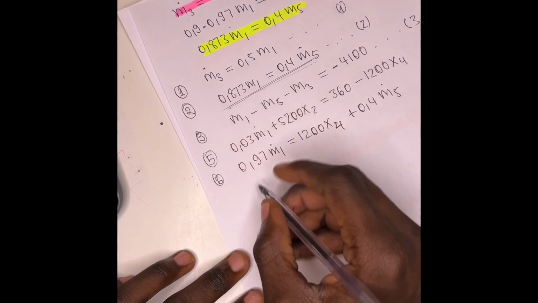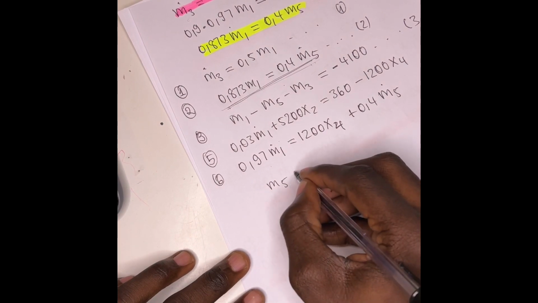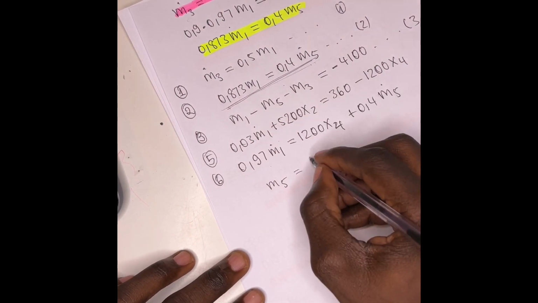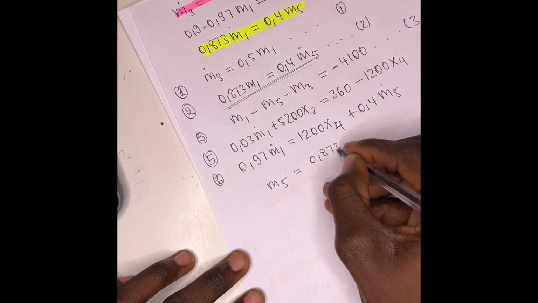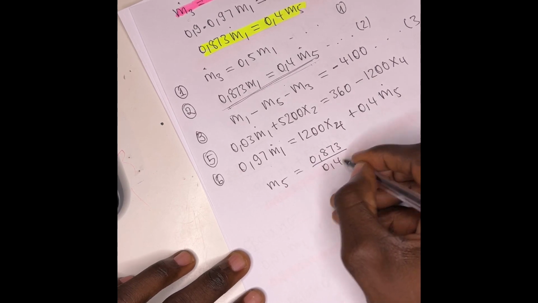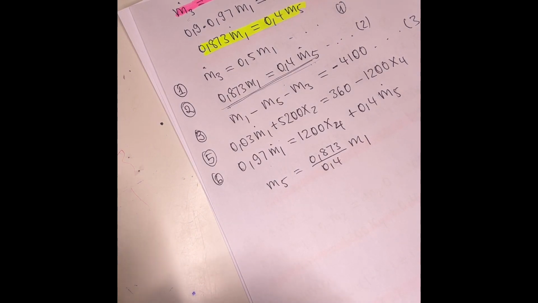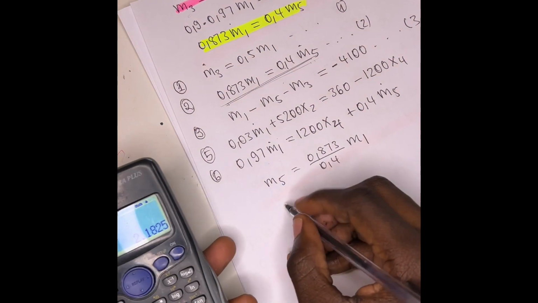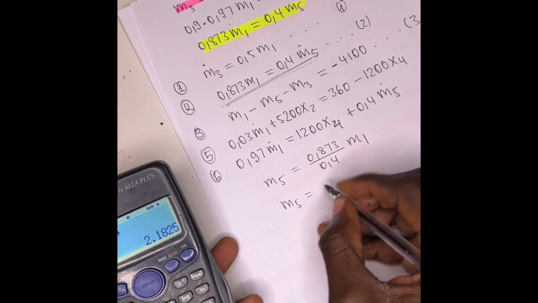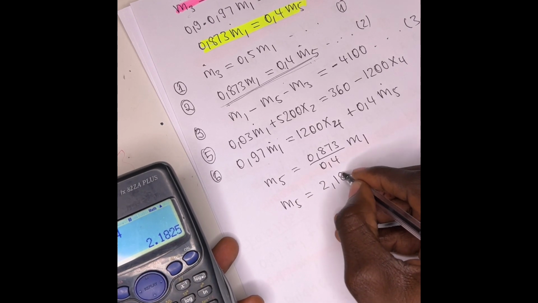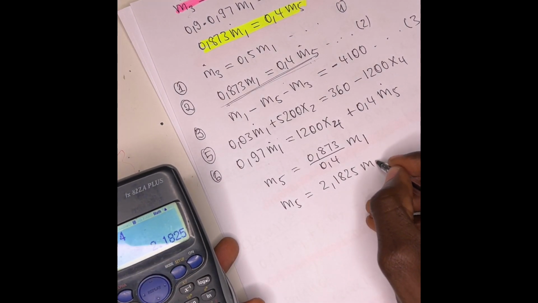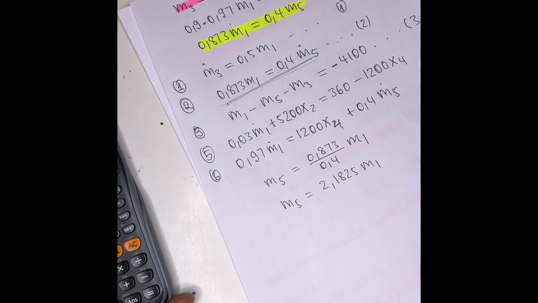In this equation, m5 is just going to have what? We're going to divide both sides by 0.4. So we have 0.873 divided by 0.4, which is m1. I'm going to take this number and divide by 0.4. I'm going to find m5 is 2.1825 m1. Okay, guys, can you see now?